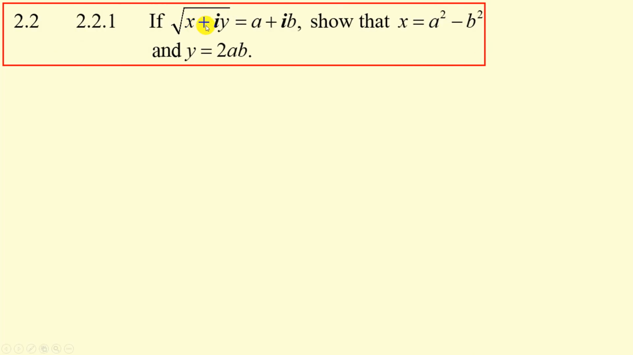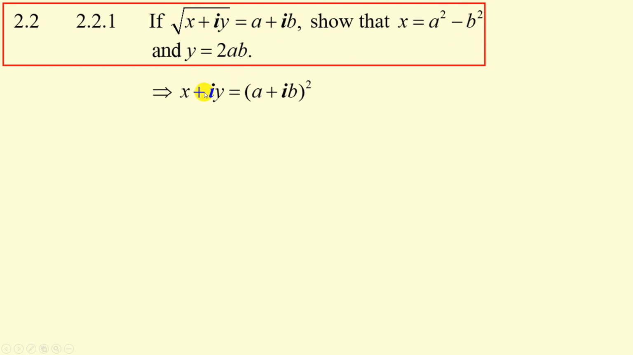So if the square root of x plus iy equals a plus ib, show that x equals a squared minus b squared and y equals 2ab. Now if we have this sort, what I would do is not try to see how I can prove that x equals a squared minus b squared or y equals 2ab. I would get rid of the square root sign first and see what happens.